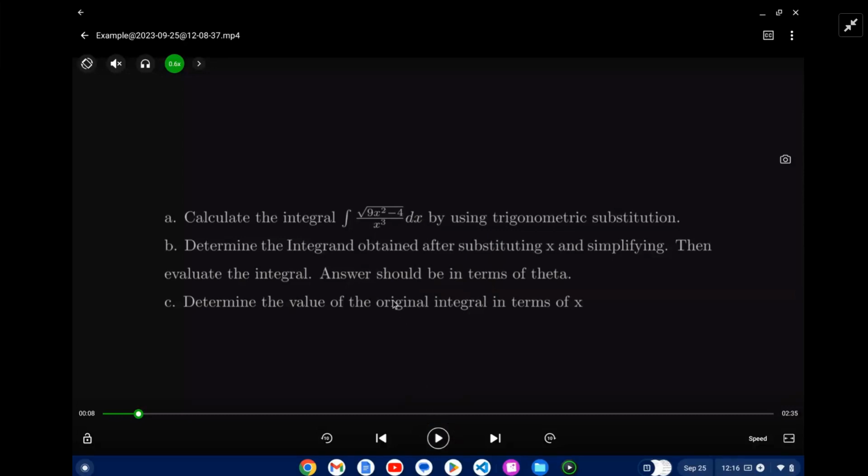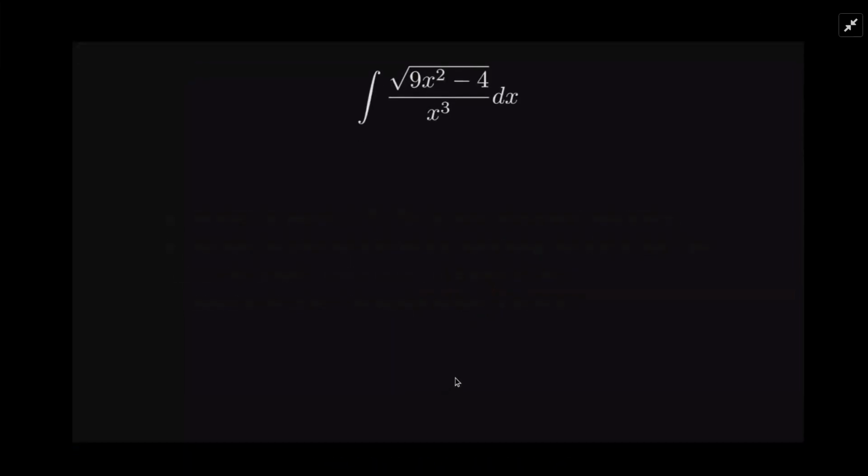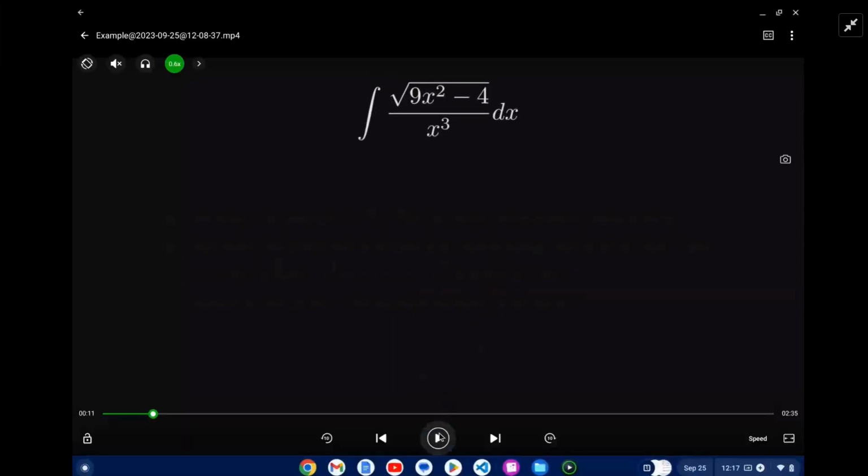And next, when I hear trig substitution, I think of triangles. And so we need to draw a triangle. So here is the integral, and we're going to draw a triangle. And let's just think about where these things come from. How do we think of this?